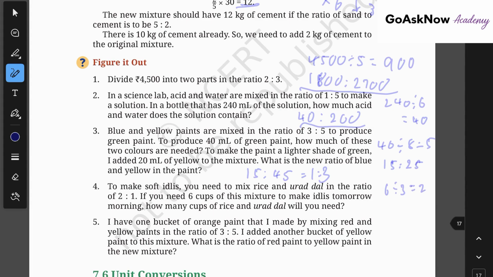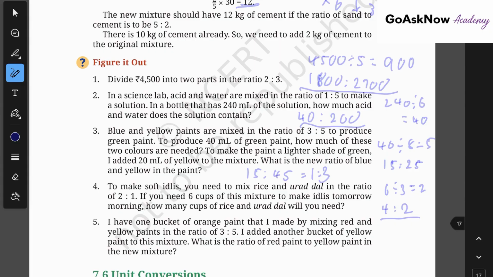So there's 2 groups of rice, so 2 times 2 is 4. So that's 4 cups of rice. And there is 1 group of urad dal, 1 group is 2, so 2. So answer is 4:2. 4 cups of rice and 2 cups of urad dal to make idli.